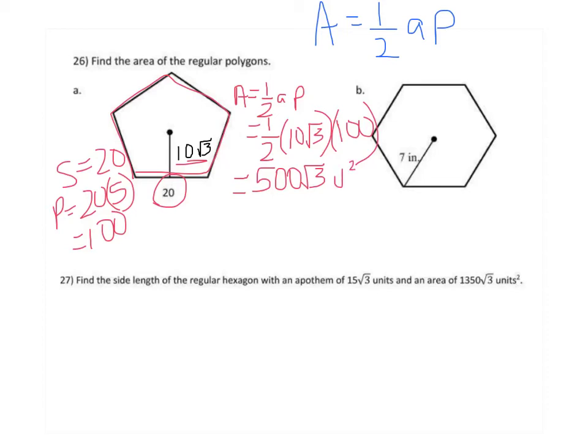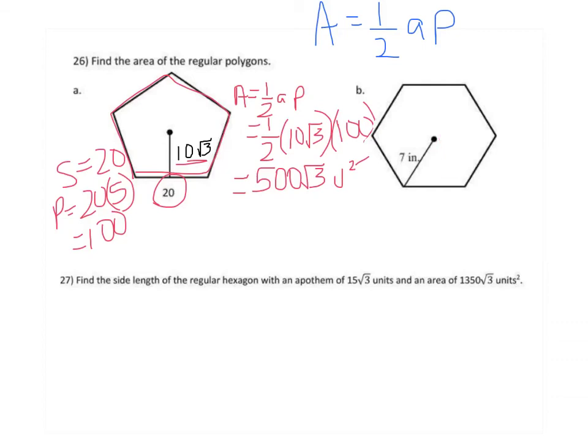All right, the next one is a hexagon. 1, 2, 3, 4, 5, 6 sides. Okay, so since I have a hexagon, I am going to, sorry, let me just erase this so we get less marks here on the page. So since it's a hexagon, you actually are going to have to find the apothem for this.